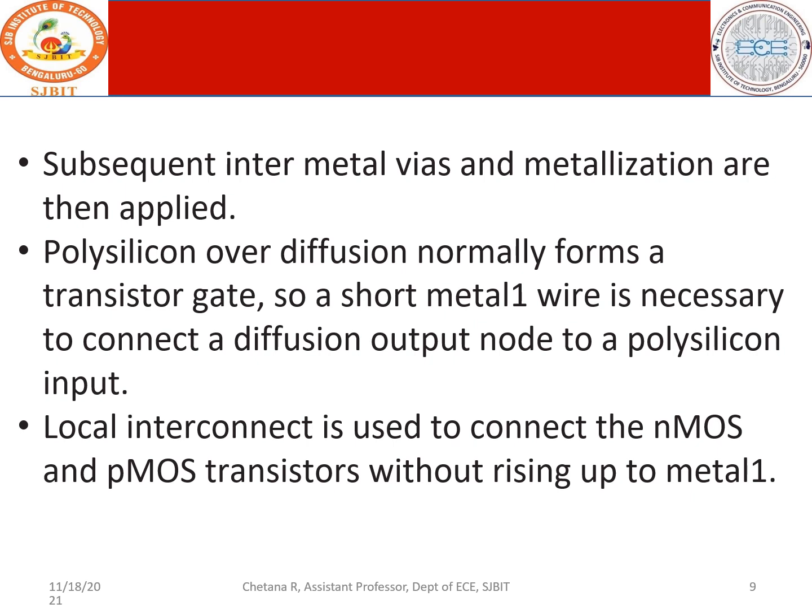Metal 1 is used for this purpose, and local interconnect is used to connect the NMOS and PMOS transistors without rising up to metal 1. As I told you, short wire in the sense, not only short, it is also comparatively thin. The thickness of metal 1 is thinner than the second metal, metal 2. So they are used for input and output.